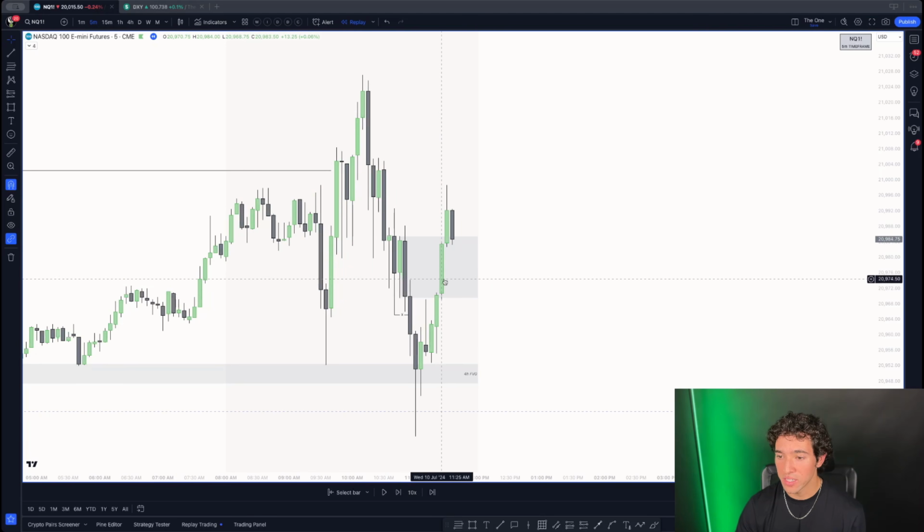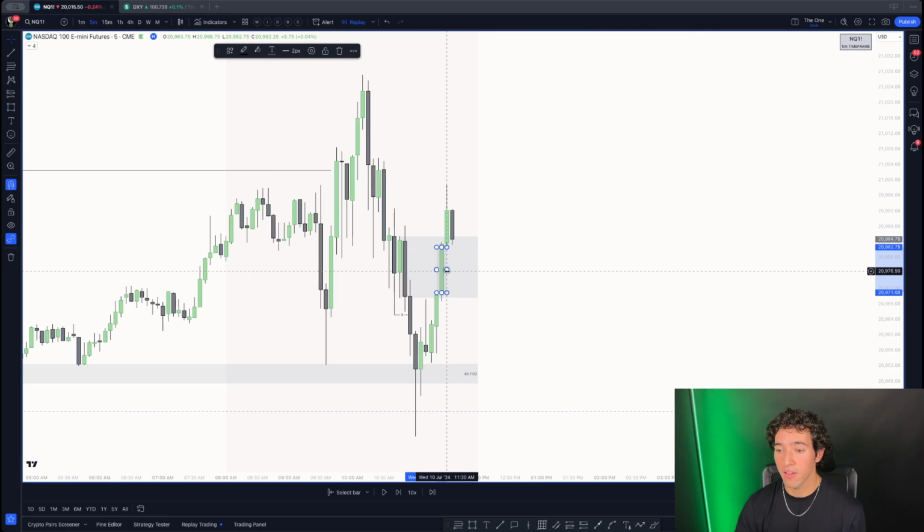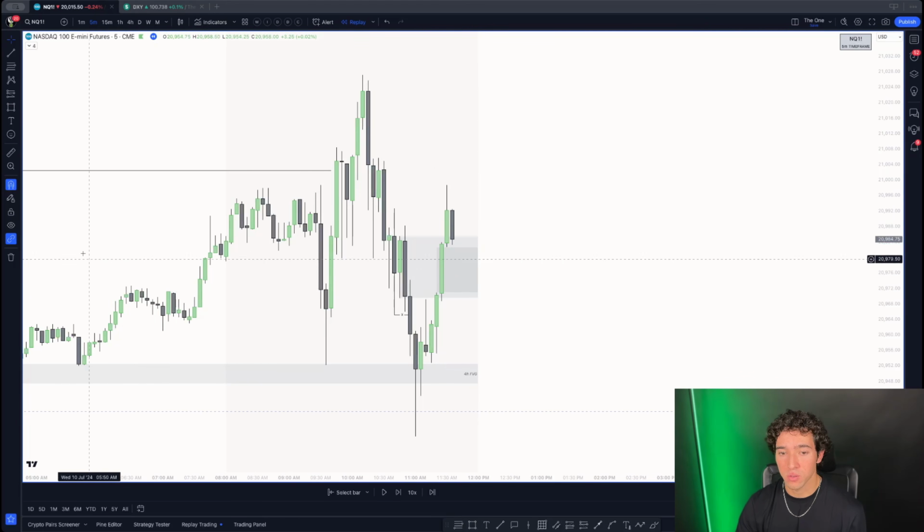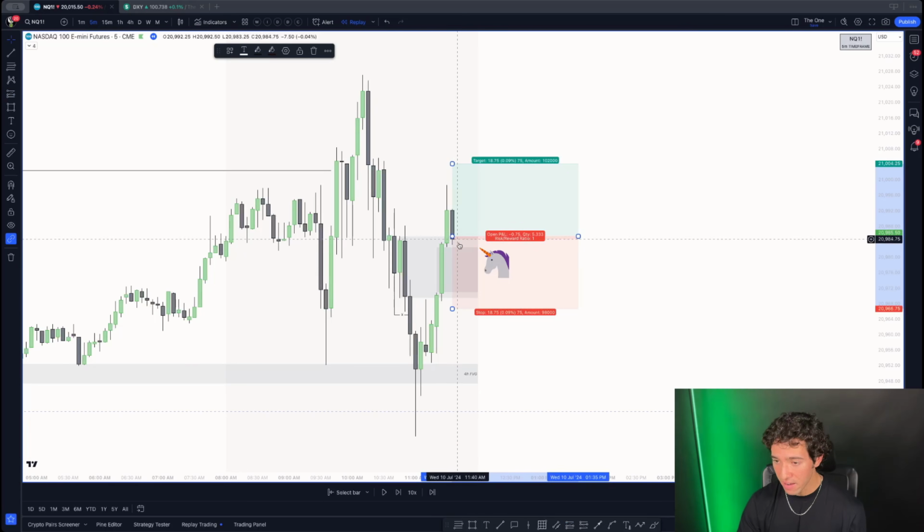And right there, we see the displacement, we see the closure above the breaker, and we see the fair value gap overlapping. So now we have a valid unicorn setup right here for us to take. Now, our entry will always come at the high of the breaker.